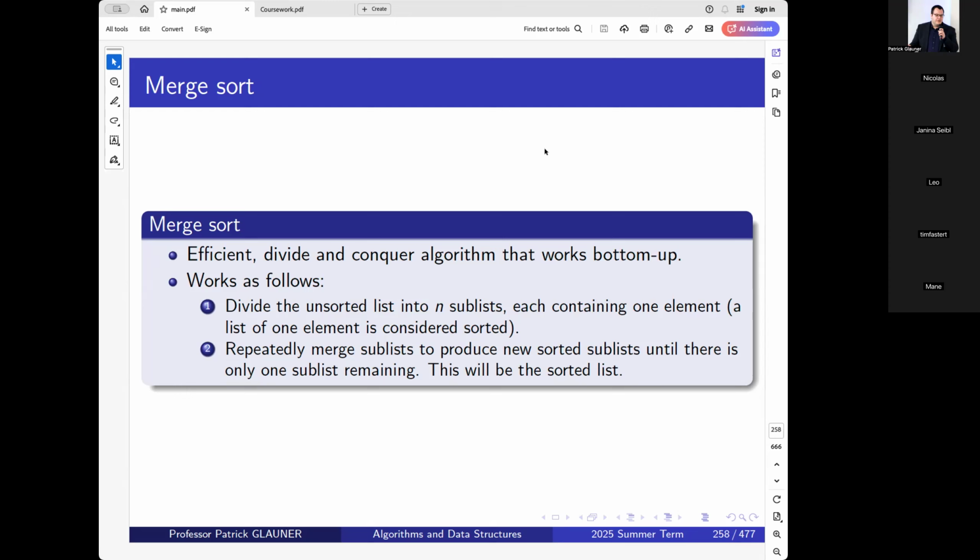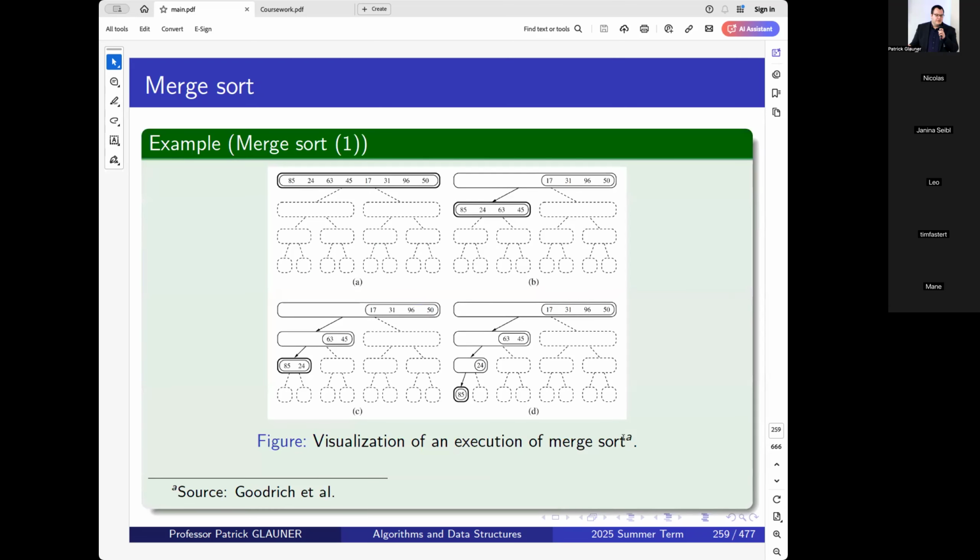sublists. Because you have two lists, each has one entry, and you merge them, you can just check which entry is larger than the other one. And then you have a list of two. And then you can try to generalize this merging, and you merge and merge into larger sublists that are sorted. And I'll show you what this concept looks like.